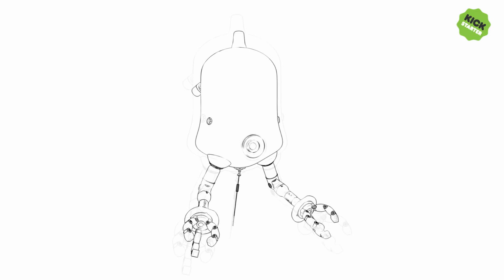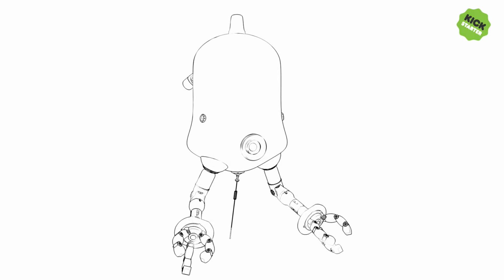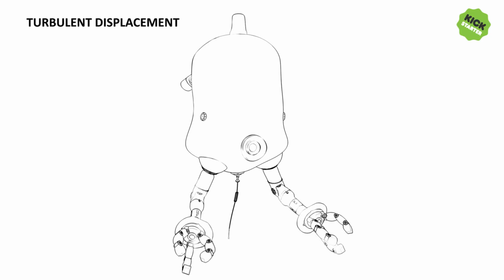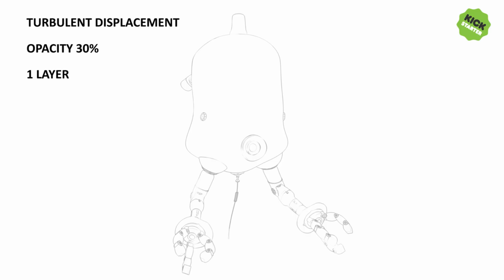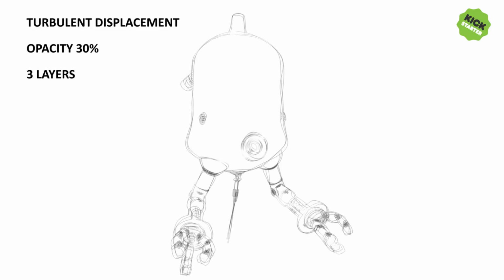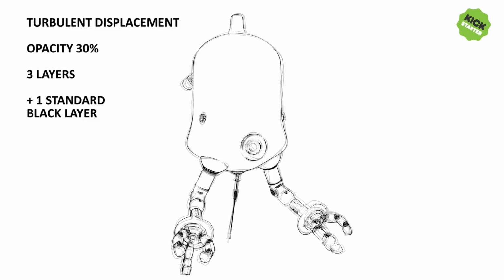For the pencil sketchy feeling, a trick is to duplicate the layers, applying a turbulent displacement to each layer and lowering the opacity. In this way, you achieve the feeling of someone who drew many lines on top of each other with a pencil before drawing the actual black line with a marker.